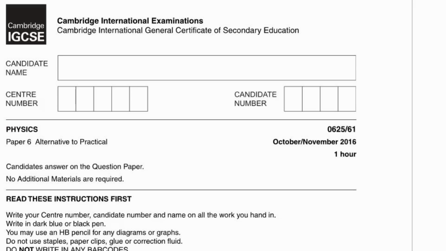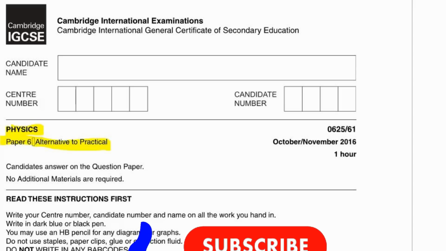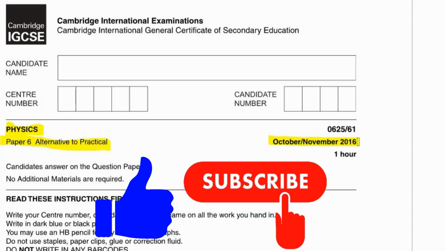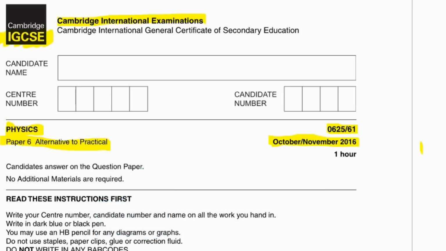Right, today I'm going to be covering the Physics Paper 6, that's the alternative to the practical paper. And this one is from October-November 2016. The paper code is 062561. And this is for the Cambridge International Examinations IGCSE. There we go. Let's begin.